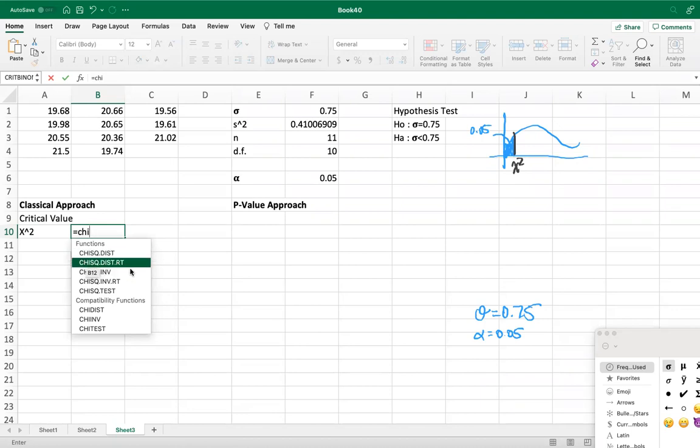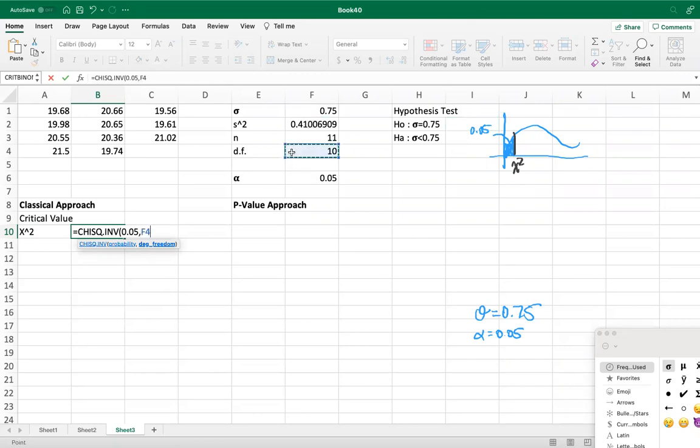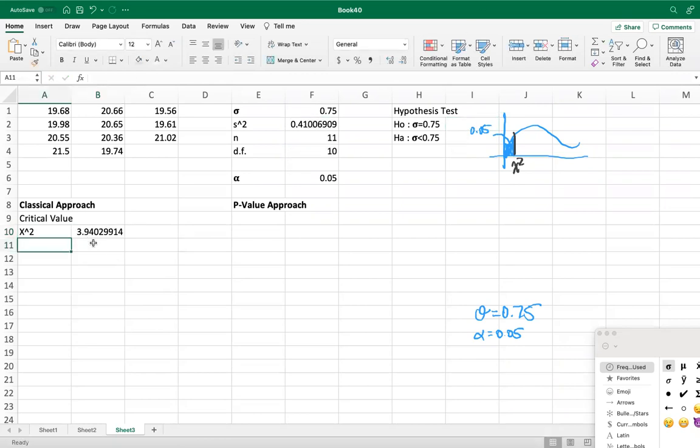Do we need an area, or do we have an area? This time we have an area that we're looking for that chi-squared value for. And let's see, so probability here is going to be the area of 0.05, the area to the left of that value. Our degrees of freedom, have it conveniently here. And there we go. So that value is 3.94.